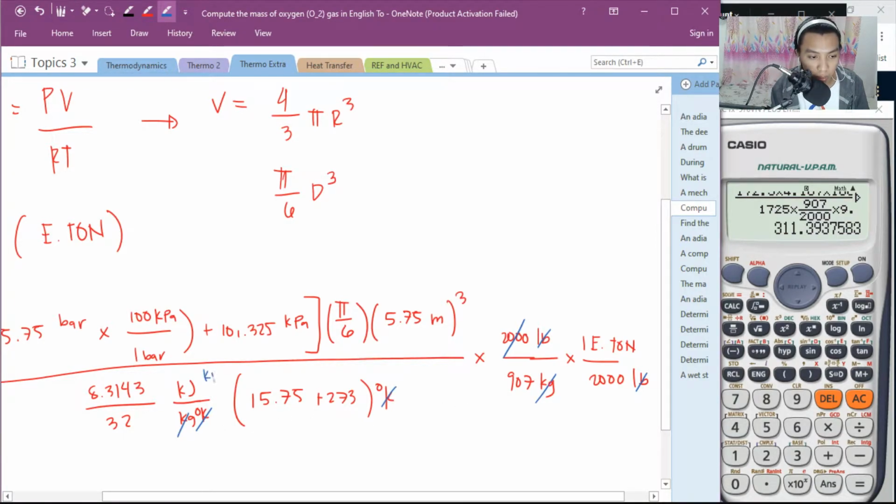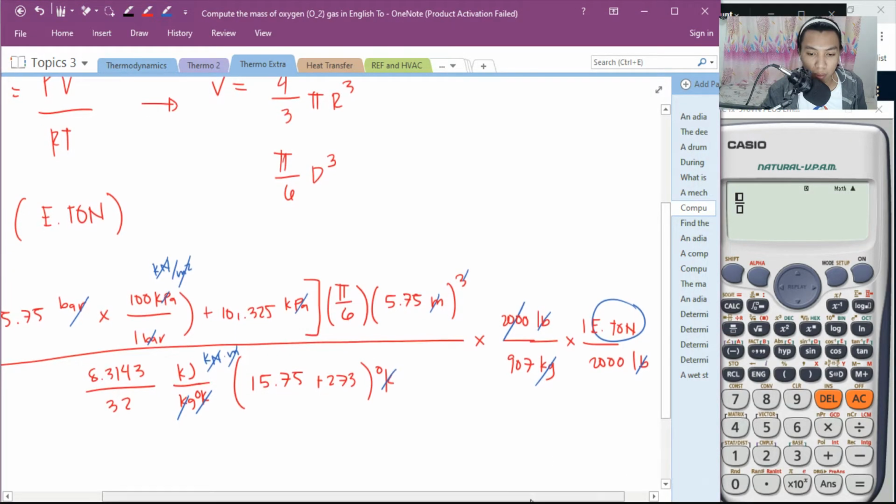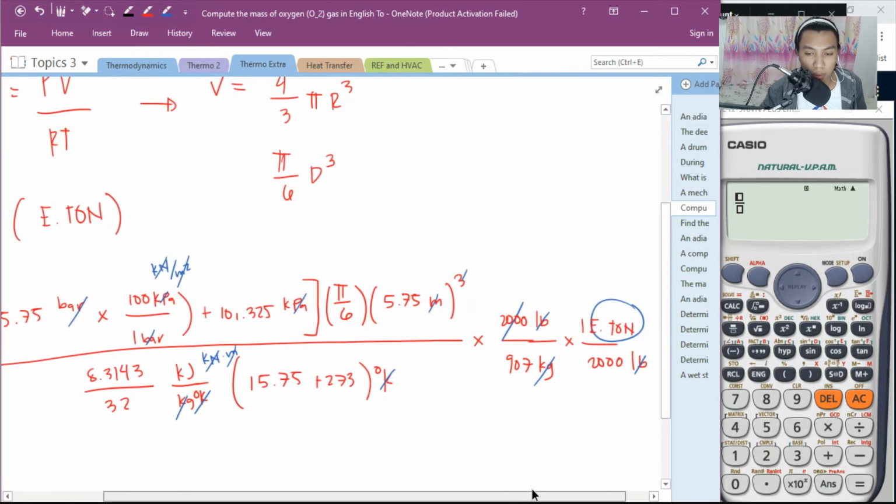Ito kasi kilonewton meter. Ito kilonewton per meter squared. Okay, meter. Yung isa dito, may matitira dito, kilonewton, kPa, tapos kPa yung bar. What will be the remaining yung eton? So, solve na natin. Cancel din yung 2,000 dito. So, 907 na lang divided mo dyan. 'Di ba? Diretso.